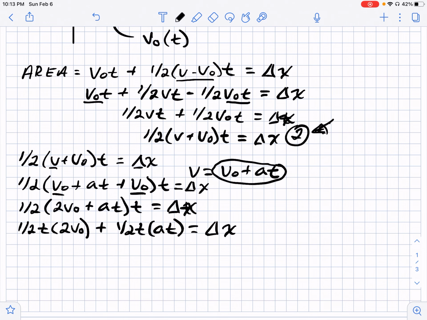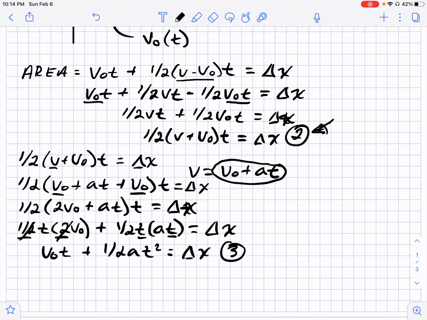So over here, this first term, the 1/2 and the 2, that's just going to cancel out, and I'm left with V naught T plus, now this T times T, I'm going to be left with T squared, 1/2 A T squared equals delta X. So this is our third kinematic equation. And this one is written on your equation chart, so you don't have to memorize it. But I wanted to show you at least where it came from. So there's three of the four equations that we're going to be using.